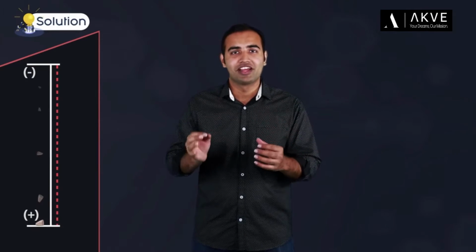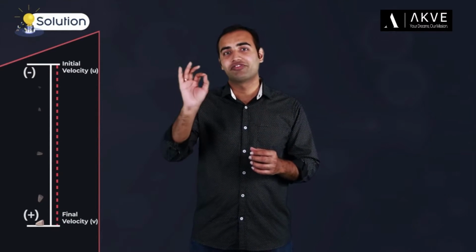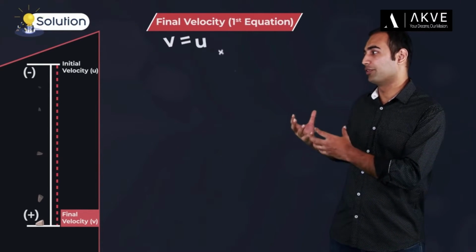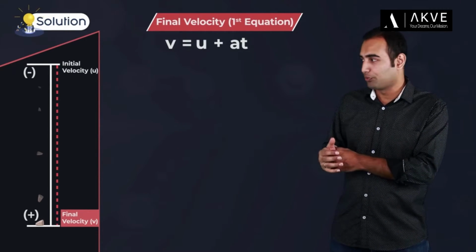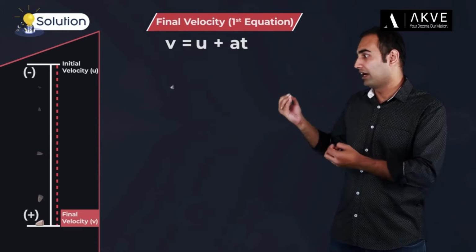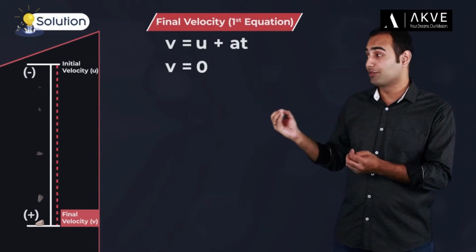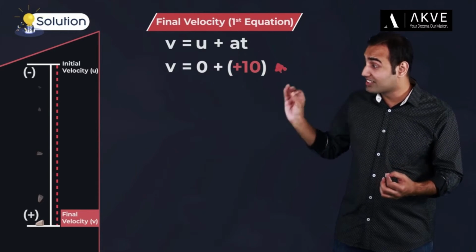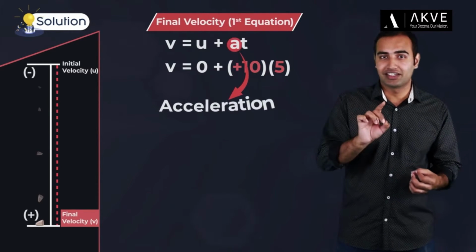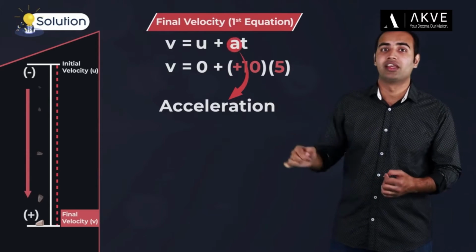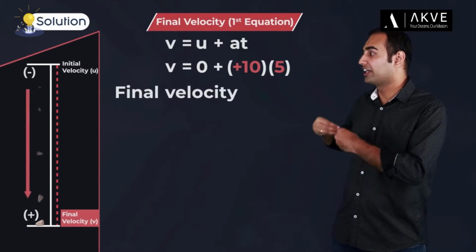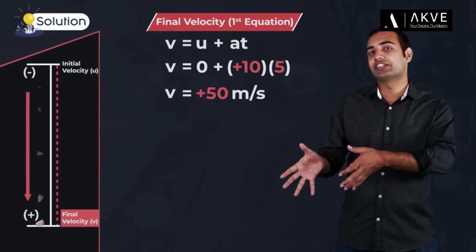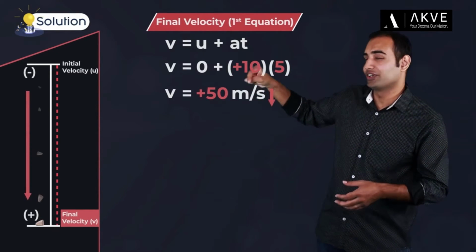So, from what's given, we can easily calculate the value of final velocity using the first equation of motion, which is nothing but v = u + at. Now, once we plug in everything that we know, our expression changes to v = 0 + 10 × 5, because initial velocity is 0 and acceleration is in the downward direction. After solving this, our final velocity comes out to be +50 meters per second, or 50 meters per second speed in the downward direction.